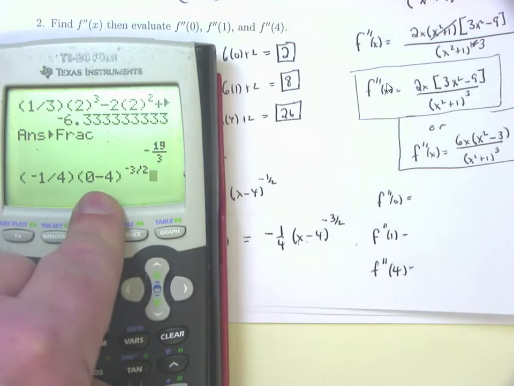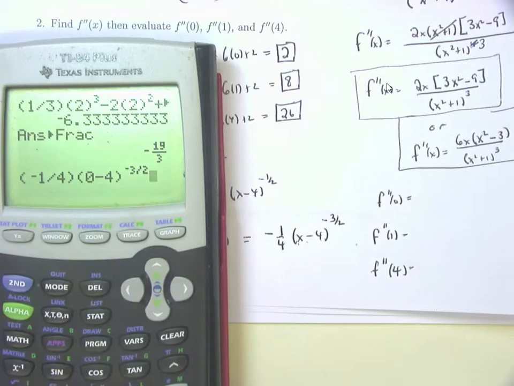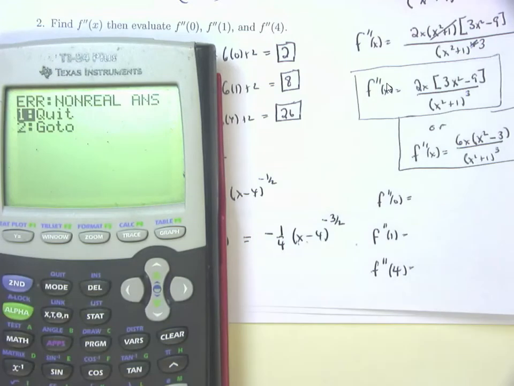Negative 4. What's the square root of negative 4? It doesn't exist because you can't take the square root of a negative number, right? So when I hit this, what do I get? Non-real answer error. The reason why is because I'm taking the square root of a negative number.